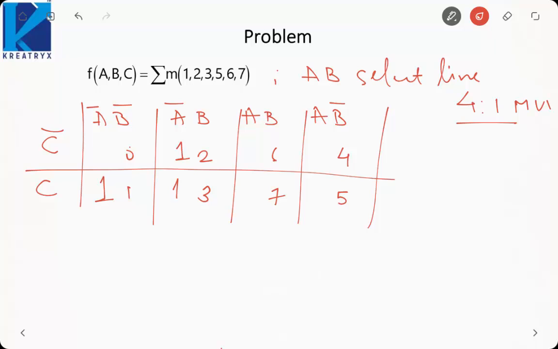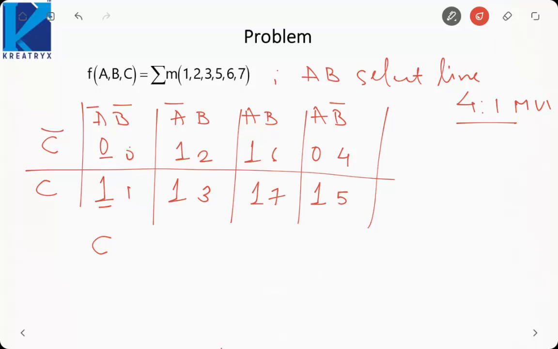1, 2, 3, 5, 6, 7. Here it is 0. Here it is 0. So if you see here, A bar B bar, for this minterm, the expression will be same as C. If C is 0, then it is 0. If C is 1, it is 1.